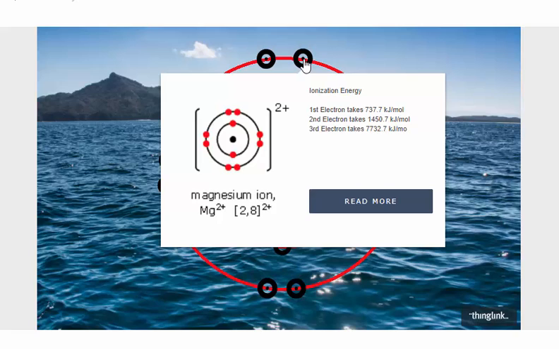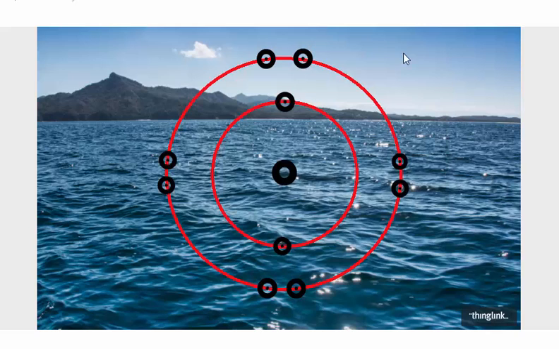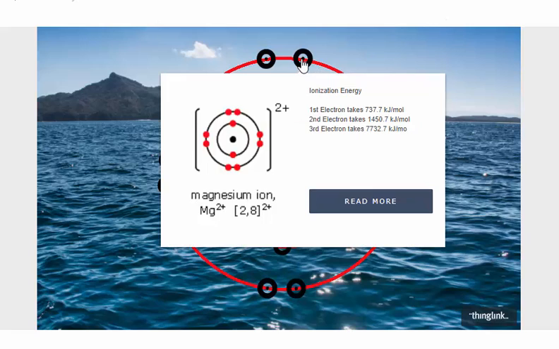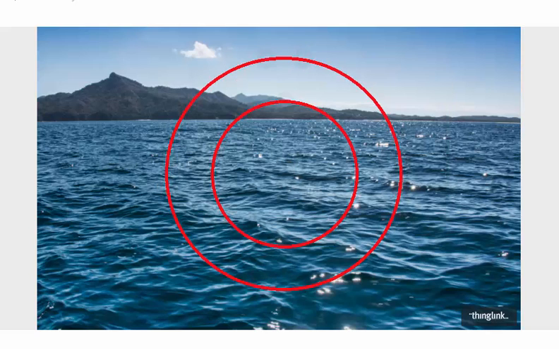And the third electron takes 7732.7 kilojoules a mole. And the reason the third electron takes so much more energy than the second electron is because once it's lost the second electron, it's already in this perfect 8 valence electrons, and so it doesn't want to get rid of that third electron.